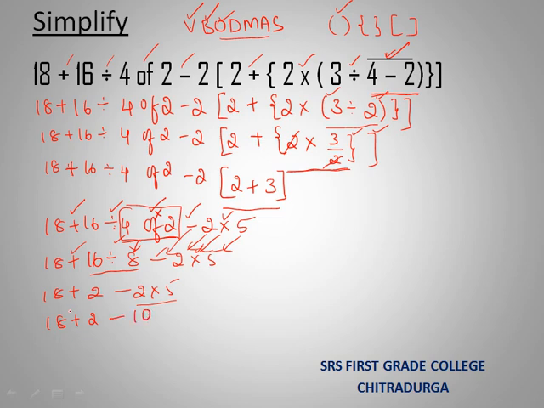We are left with plus and minus. According to the rule, we need to do addition first. 18 plus 2, that is 20, minus 10. Last, we are left with 20 minus 10, that is 10. Your final answer is 10. If you know the rule, simplifying the expression will become very easy. Clear?